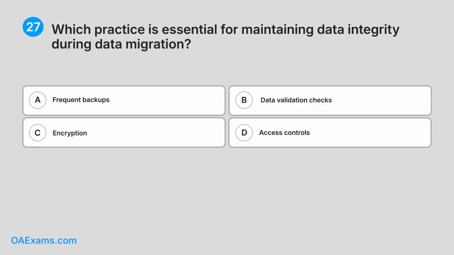27. Which practice is essential for maintaining data integrity during data migration? A. Frequent backups. B. Data validation checks. C. Encryption. D. Access controls. Can you guess the answer?